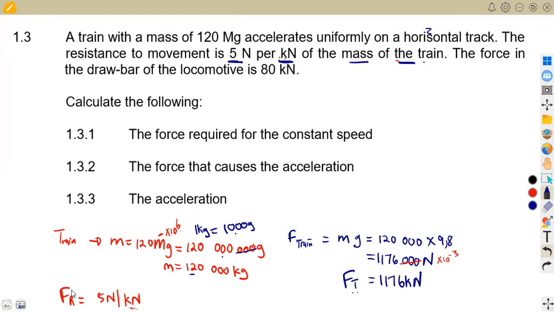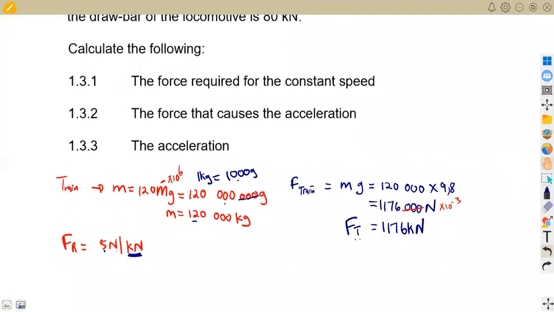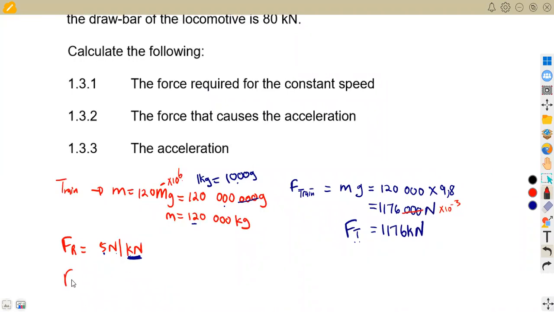So we are given that the resistance now is 5 Newton for each kilonewton. So we have got 1,176 kilonewton. What is going to be the total resistive force? We can calculate the total resistive force as 5 times the number of kilonewtons that we have, which is 1,176. So this is going to be something like 5,880 Newton. Okay, so that is the resistive force.